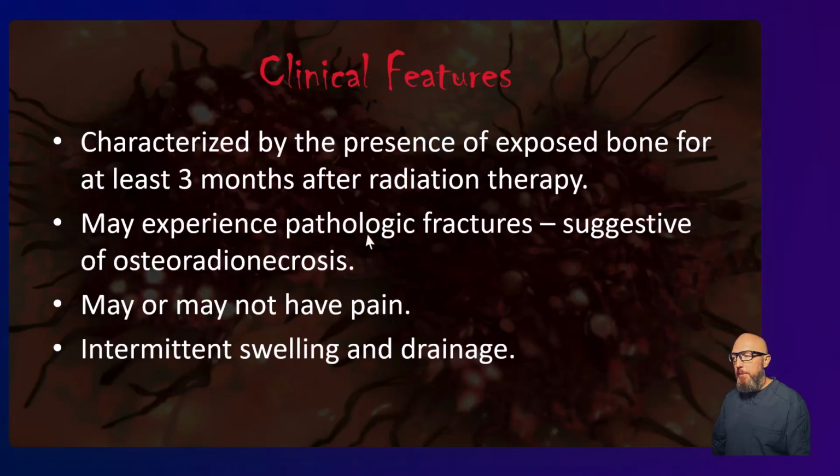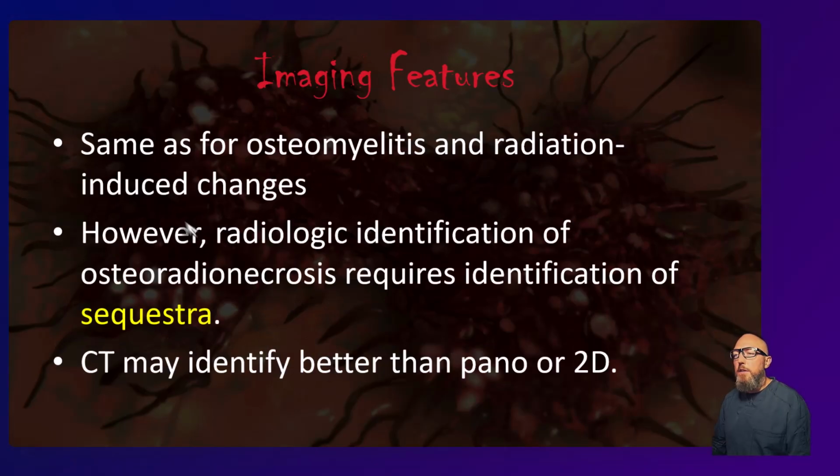They can be susceptible to pathologic fractures, and this may not be painful. That bone could just be so necrotic that it's destroyed the nerve tissues as well, and so they might not have a lot of symptoms. And pus is variable as well, so is swelling. And so imaging, like I said before, is just the same as for osteomyelitis and radiation-induced changes, and I would say as well medication-related, which we're going to cover next. However, if you identify sequestra, then you can surmise that it's likely osteoradionecrosis in the case of previous radiation therapy.